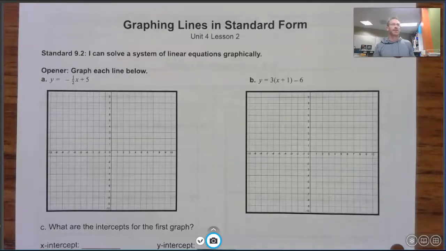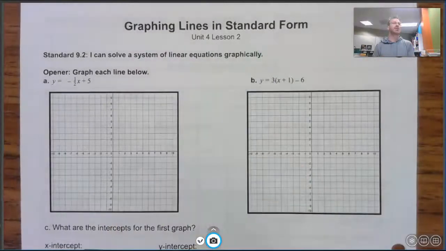All right, and we are jumping into our next lesson here in Unit 4. And what today is all new information for you, pretty much. A little bit of review here at the beginning, but in order to work with systems, we're going to introduce a third form of a line. We've already talked about point slope form, how that simplifies to slope intercept form, and then today we're going to work on graphing lines in standard form.